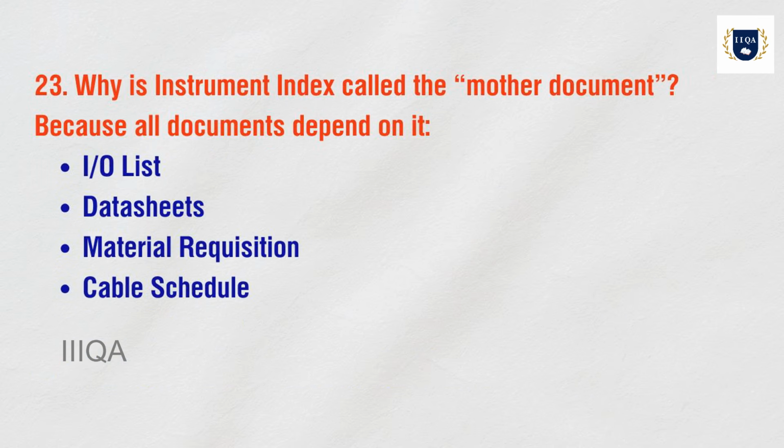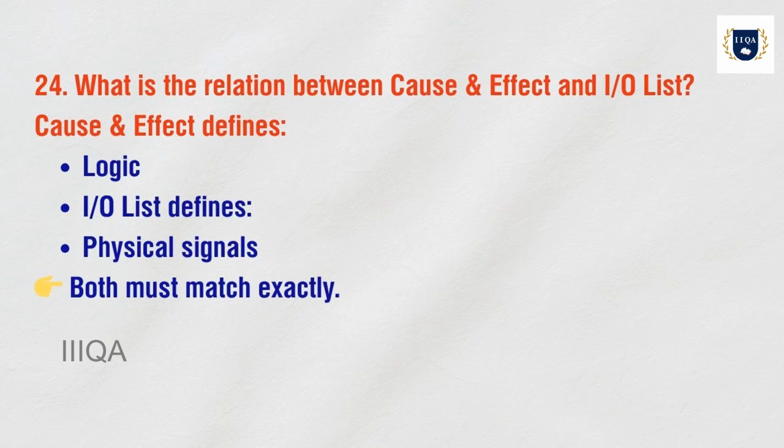Why is instrument index called the mother document? Because all documents depend on it. I/O list, datasheets, material requisition, cable schedule.